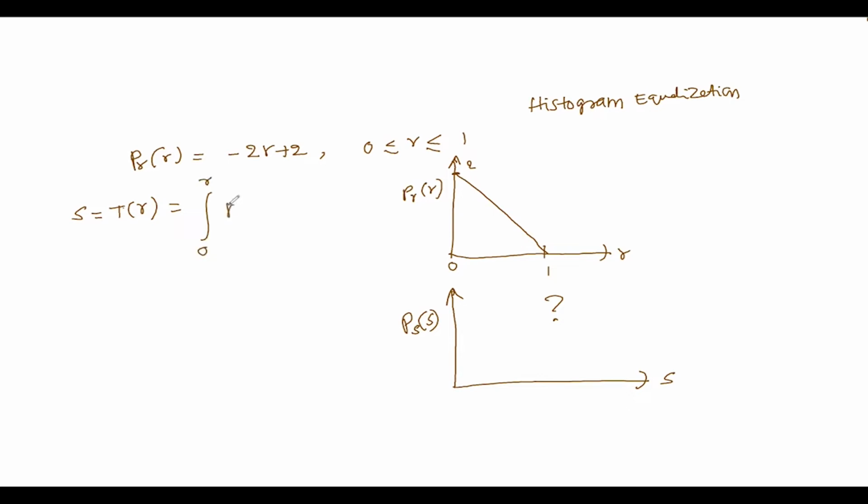And what should be inside? PR of R. Will you write R? You are making abuse of notation. Use omega, or anything other than R. PR of omega, d omega. Right. So work it out in the first place and then tell me what is the relation between R and S here. Minus R square plus 2R.